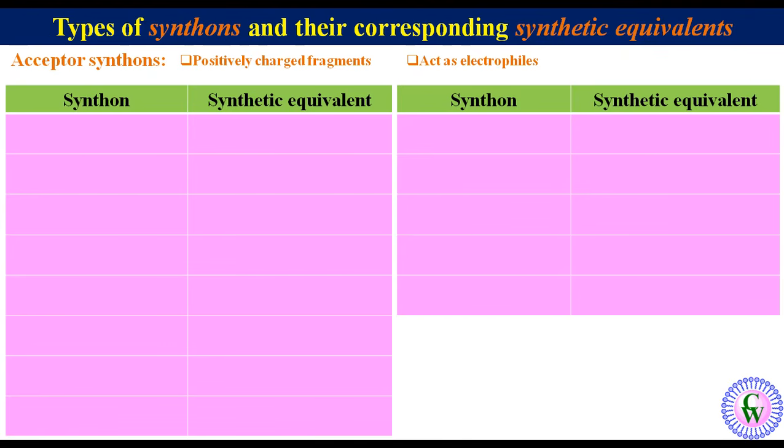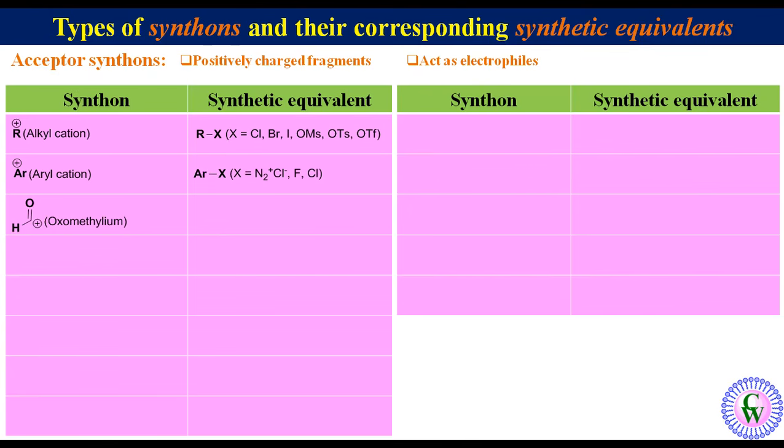Synthetic equivalents for alkyl cation are alkyl halides, mesylates, tosylates or triflates. For aryl cations, aryl diazonium salts, fluoroarenes or chloroarenes. For oxomethylium ion, N,N-dialkyl formamide, alkyl formate or Vilsmeier salt. For oxoalkylium ion, N,N-dialkyl amide, ester, acyl chloride or anhydride.